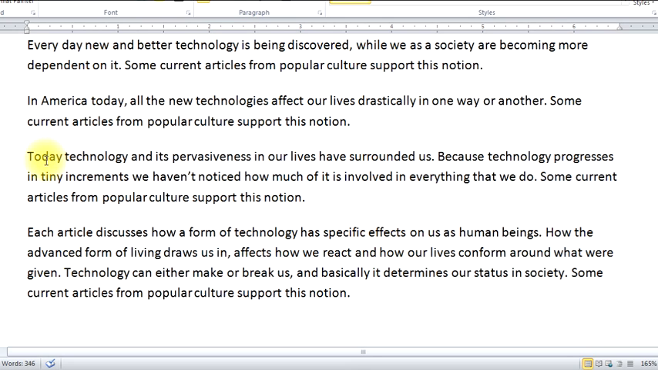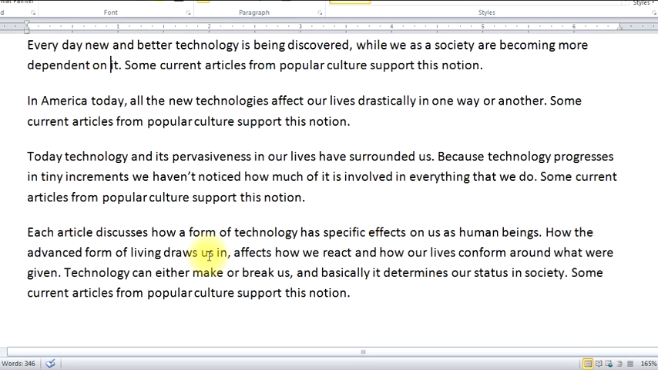So here it is again. "Today, technology and its pervasiveness in our lives has surrounded us. Because technology progresses in tiny increments, we haven't noticed how much of it is involved in everything we do." Again, way too vague. All right, there's new technological advances in sewer systems, in paving the road. So we got to be much more specific about the technology we're talking about and about how we connect with it. "Each article discusses how a form of technology," again vague, "has specific effects on us as human beings.